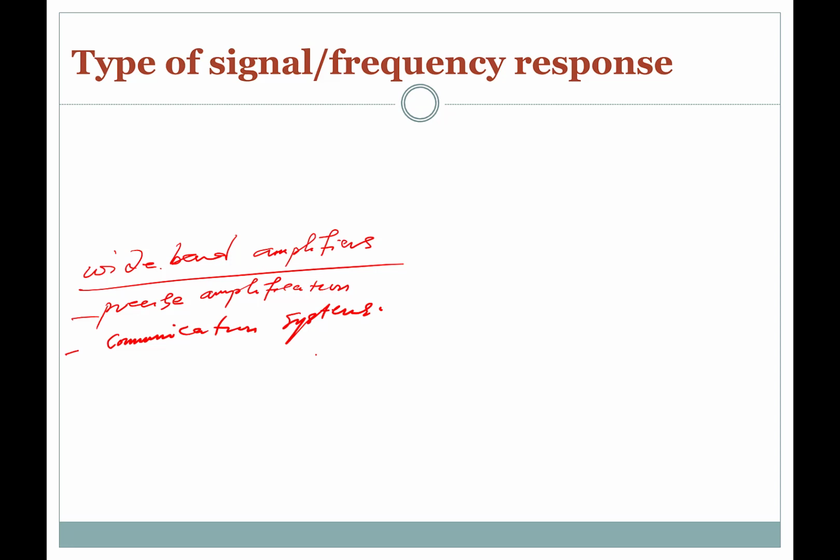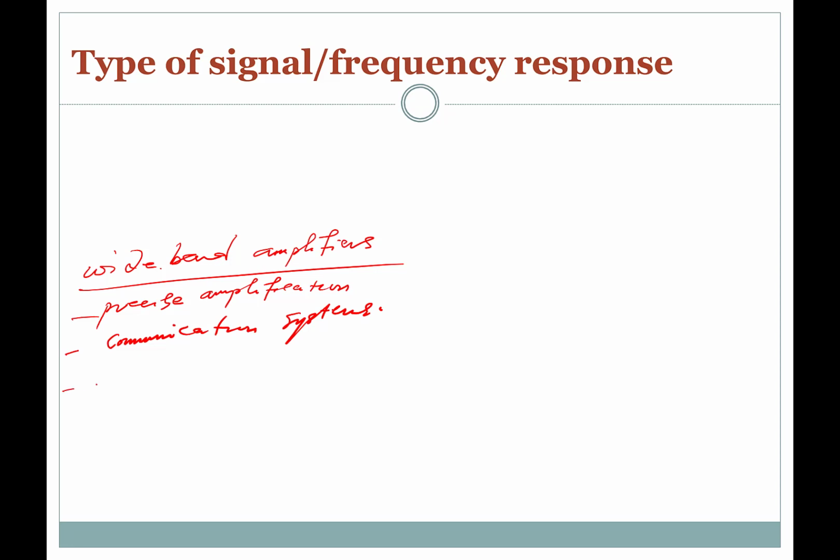A narrowband amplifier is made to amplify only a specific narrow range of frequencies to the exclusion of other frequencies. A wideband amplifier, on the other hand, must have a constant gain from DC to several tens or hundreds of megahertz. They are used in measuring equipment such as oscilloscopes.